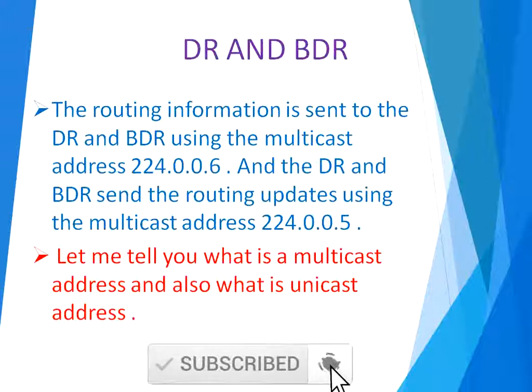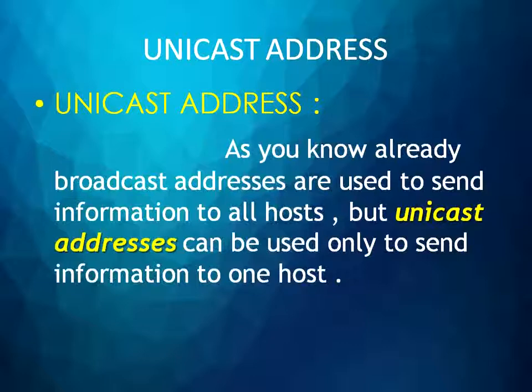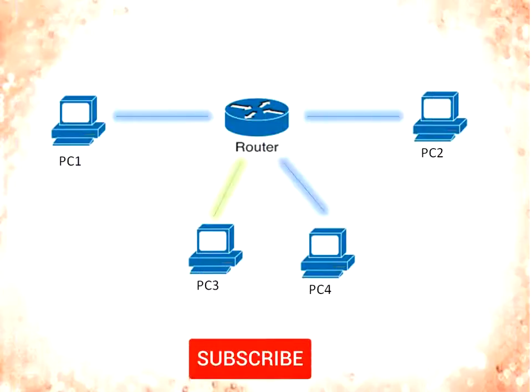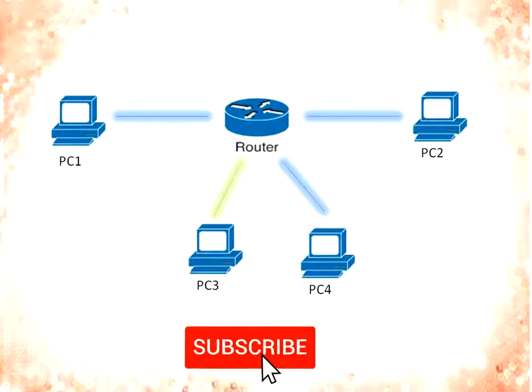So what is a unicast address? As you already know, broadcast addresses are used to send information to all hosts in that network. But unicast addresses can be used only to send information to one host at a time. So let's have an example network. Here we have 4 PCs and a router. The router is sending a packet to PC3 by using a unicast address. This is how unicast addresses are used.